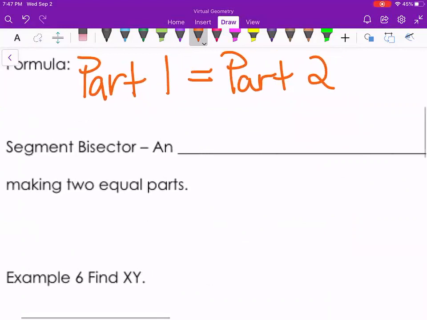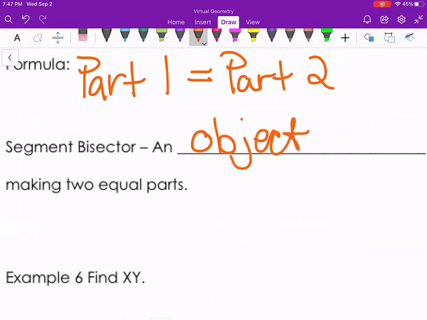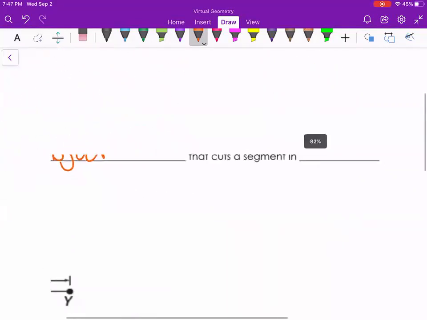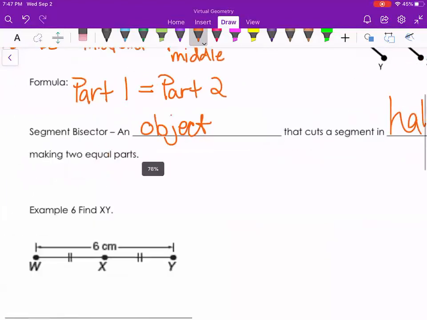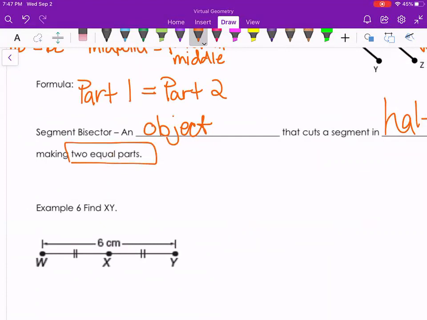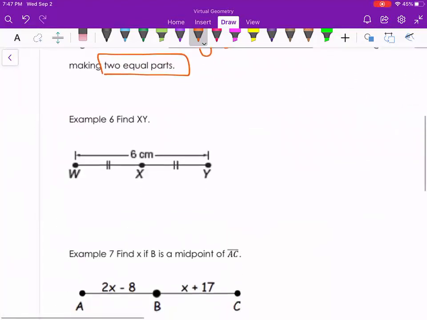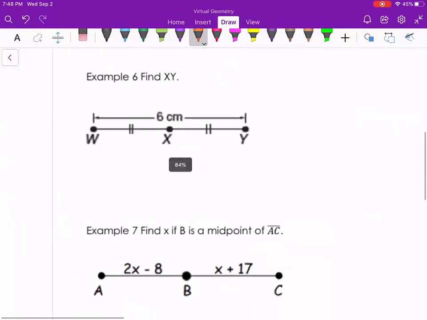Now, not always is it necessarily going to be a point that is at the cut making a congruent part. Anything that is making two congruent parts like that and passing through a middle is called a segment bisector. So specifically, it is an object that cuts a segment in half, making two equal parts. Okay, that's our big thing here, making two equal parts. So using that, let's do our last two examples here dealing with midpoint.